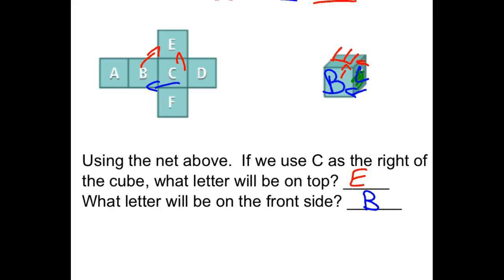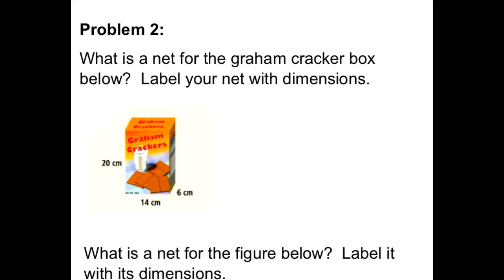So let's move on to drawing some nets on our own. It says, what is a net for the graham cracker box below? Label your net with dimensions. So let's start with drawing the net. As you can see in this graham cracker box, we can see three shapes. We have a rectangle here, so we know we're going to have that in our net.